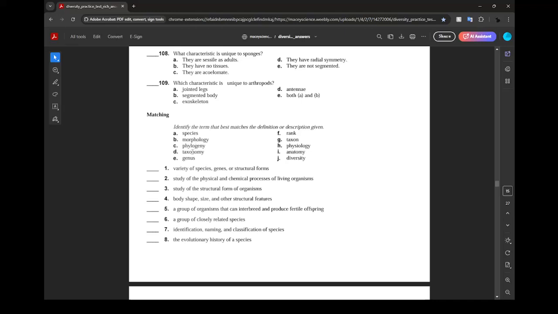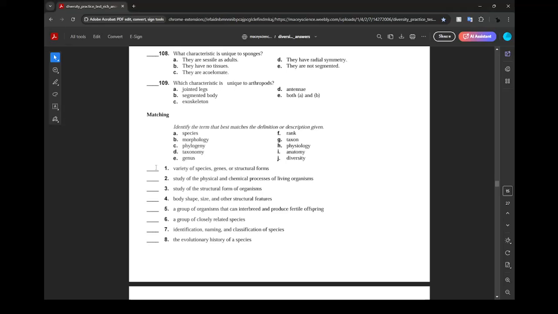No, this doesn't describe anything. Taxonomy. No. Genes, genus, that's a specific group. Rank, no. Taxon, physiology, anatomy, diversity, yes. So we're looking for a word that could describe this here. All of these are specific concepts. The only two descriptions are anatomy and diversity. So right here we'll put J. I can't edit it, but yeah.